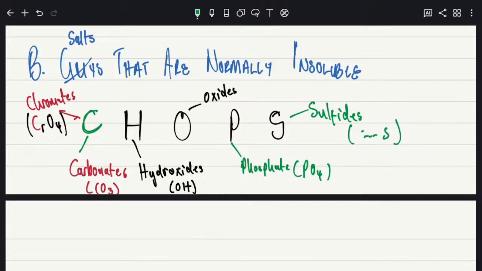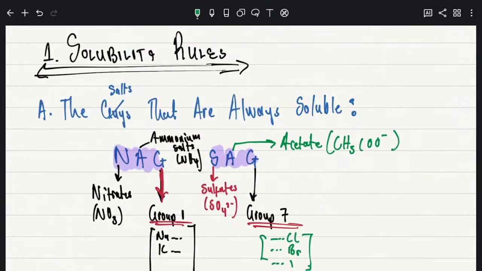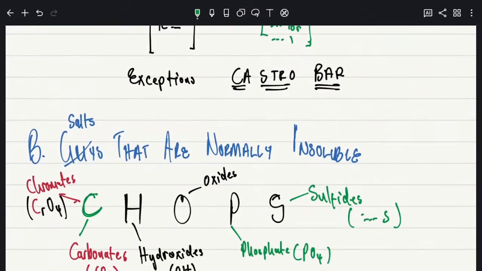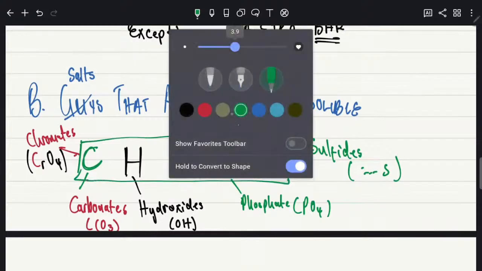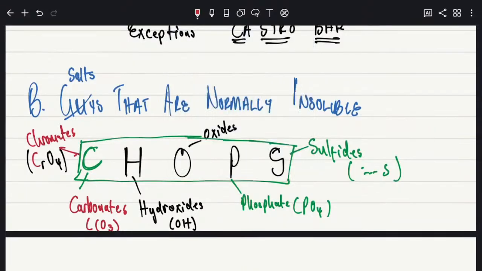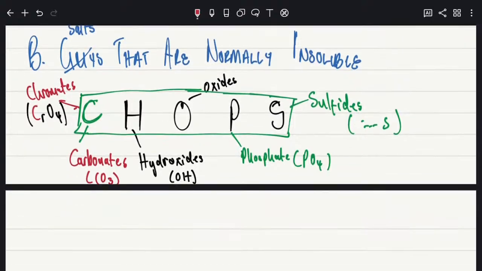This is a very, very important mnemonic. Just like NEGSEG, CHOPS is the normally insoluble, it's easier. Now, what I want you to know is that rules don't actually fight. So we know that hydroxides are insoluble. We know that carbonates are insoluble. We know that chromates are normally insoluble.